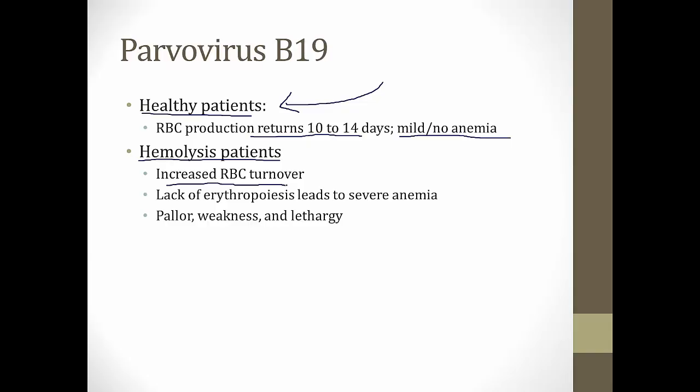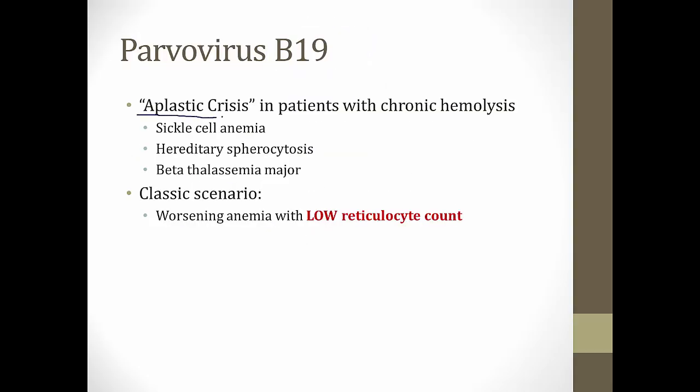However, patients with chronic hemolysis have chronically increased red blood cell turnover, and they depend on their bone marrow to crank out red blood cells in order for them to avoid a severe anemia. So in this circumstance, the lack of erythropoiesis in the setting of a B19 infection can lead to severe anemia, and these patients can develop pallor, weakness, and lethargy, all signs and symptoms of a marked anemia. This is sometimes referred to as an aplastic crisis in patients with chronic hemolysis.